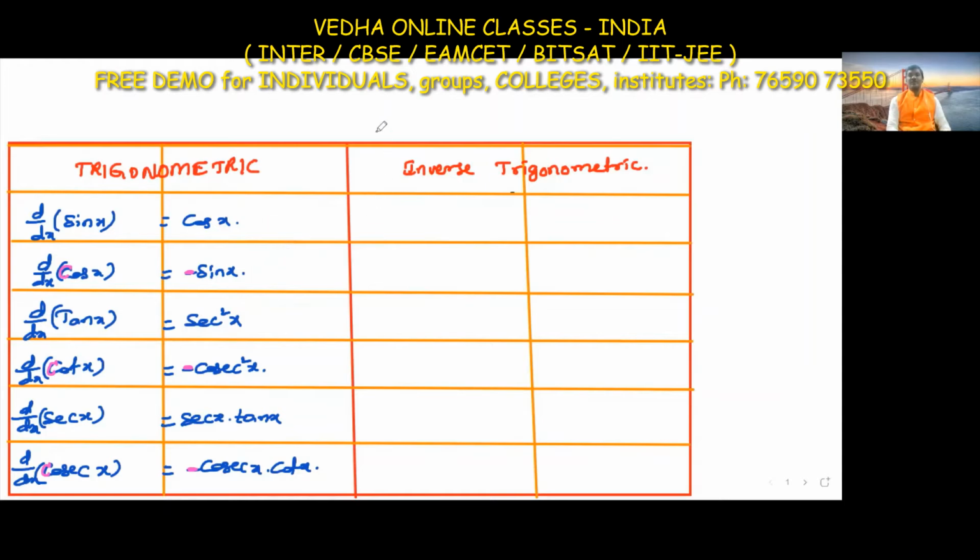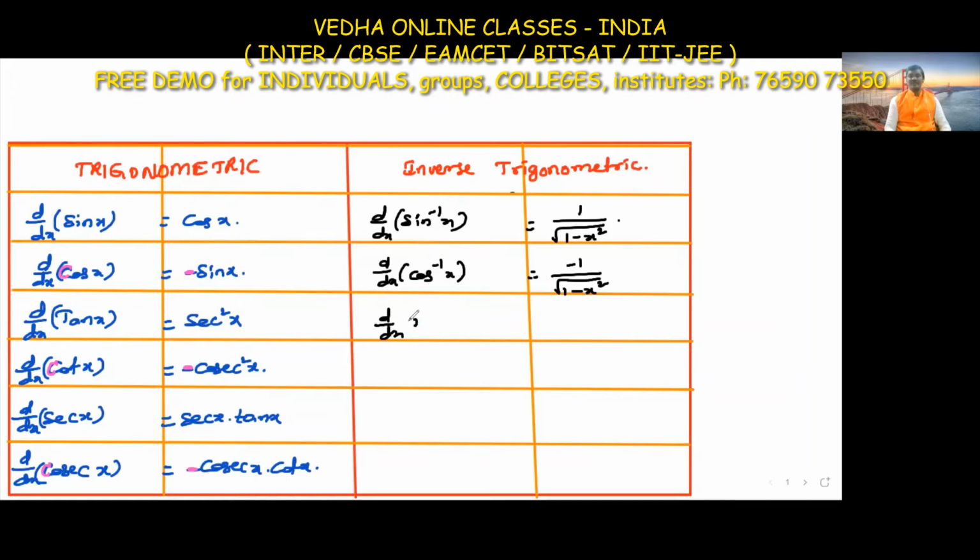Now the inverse trigonometry formulas. d by dx of sine inverse x is equal to 1 by under root of 1 minus x square. For d by dx of cos inverse x, it is the same formula but with a minus: minus 1 by root of 1 minus x square.